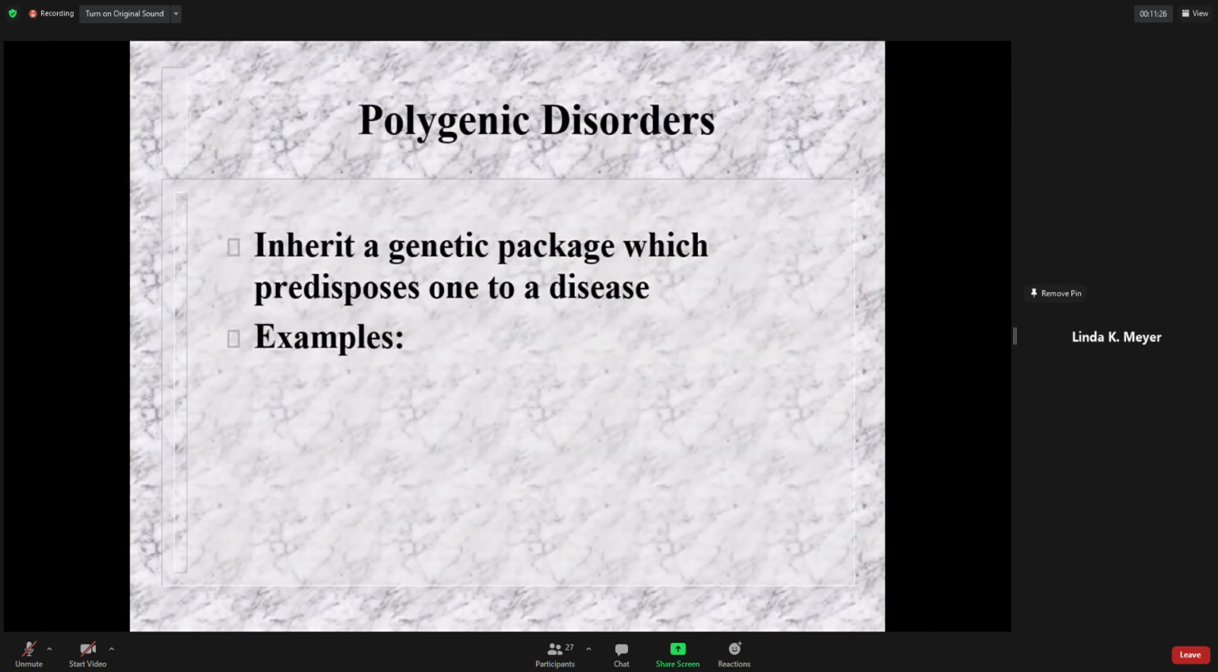Polygenic disorders, like I said, means that you inherit a genetic package, not just one gene that's passed along that predisposes one to a disease. And examples of this are diabetes, a predisposition to developing diabetes does run in families, and certain cancers. Again, sometimes with cancer, like breast cancer, there has been a specific gene identified with it, but there are also polygenic factors predisposing individuals to cancer.